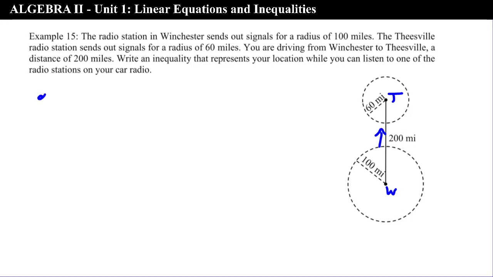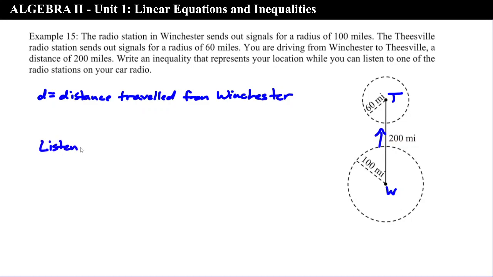So let's define a variable, d. Let's let d be the distance that we have traveled from Winchester, because Winchester is our starting place. Okay? So we know that the Winchester station can be heard up to 100 miles away. So how can we represent the distances d when we are listening to Winchester? Okay, listening to W.